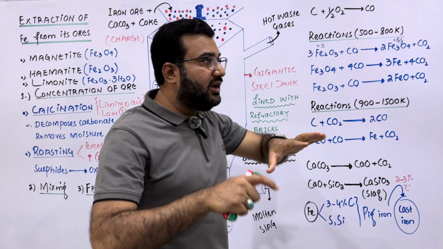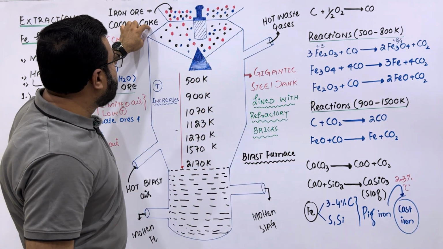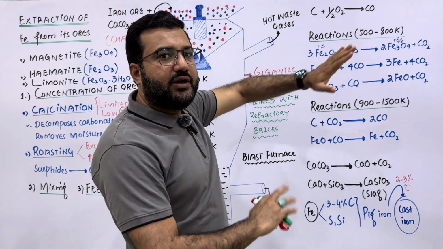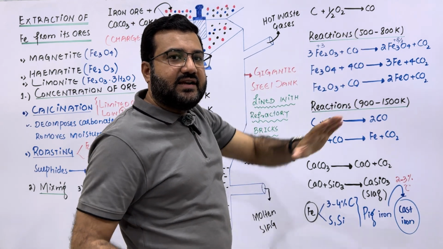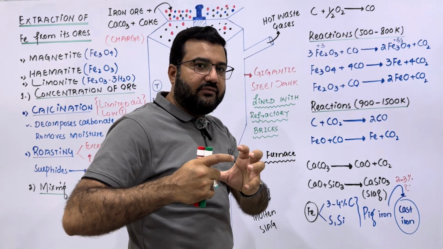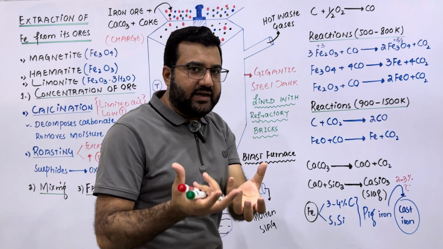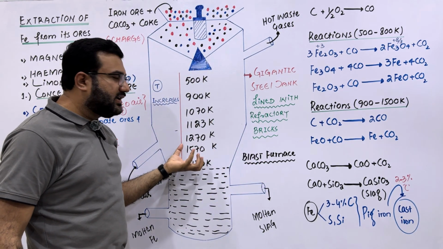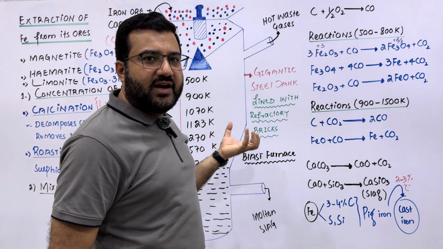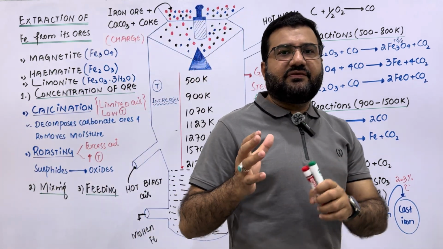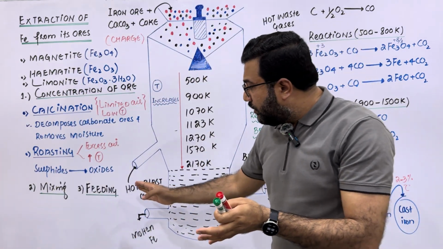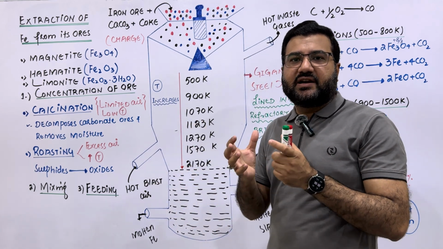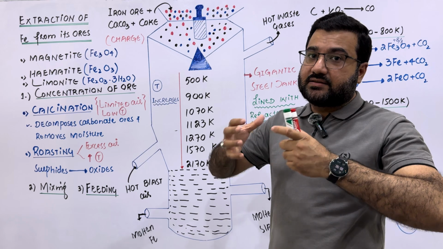So, first of all, the coke which is present in this charge is burned and partially burned into carbon monoxide. This burning of the coke will produce a large amount of heat, and that large amount of heat will maintain the high temperature in this furnace. So keep in mind that the high temperature in the furnace is not maintained by the hot blast of air, rather the high temperature in the blast furnace is maintained by the burning of this coke.